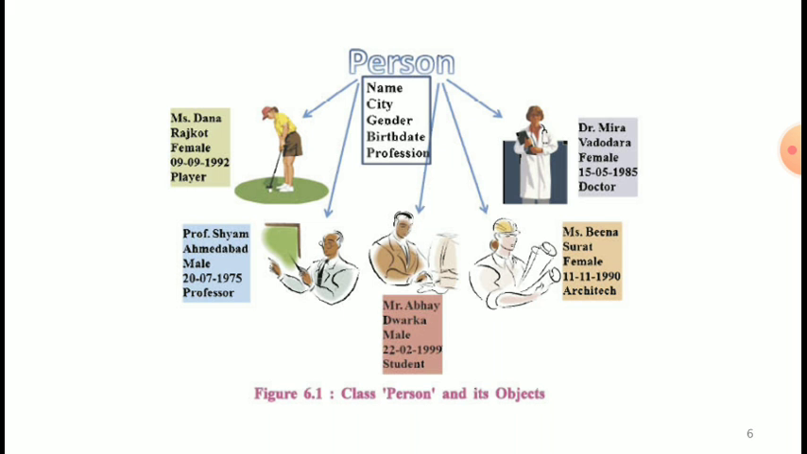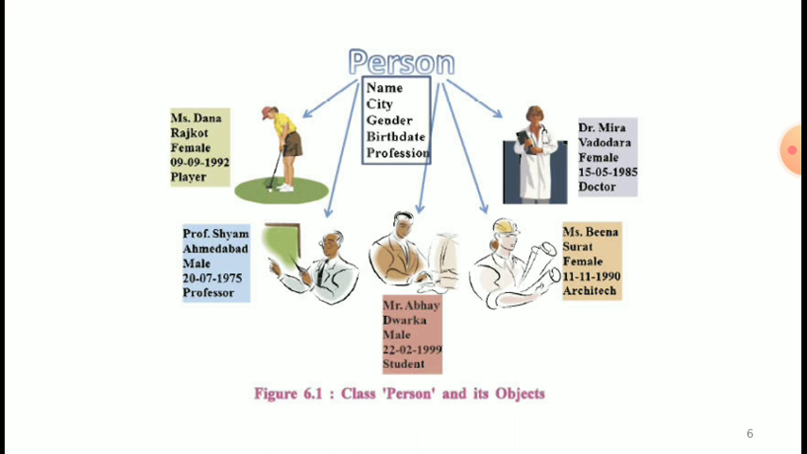Next name is Mr. Abhay, and city is Dwarka. Gender is male. Birth date is 22, 1999, and profession is a student. And last is Miss Bina. City is Surat, and gender is female. Birth date is 11/11/1990, and profession is architect. So that is an object and a class.